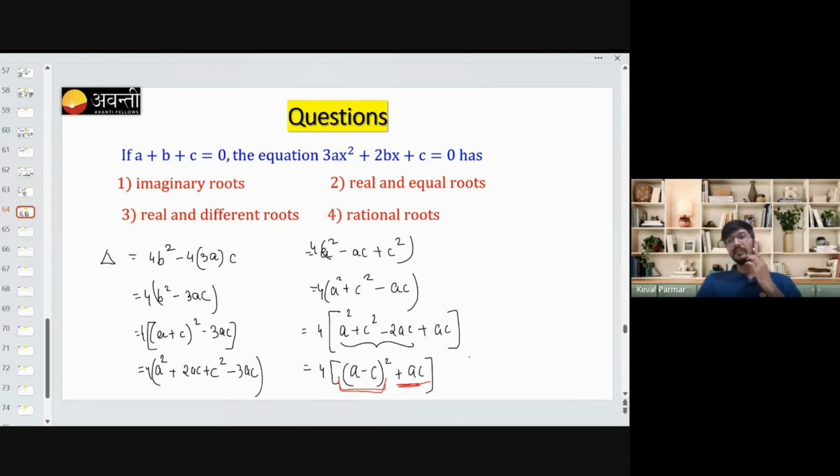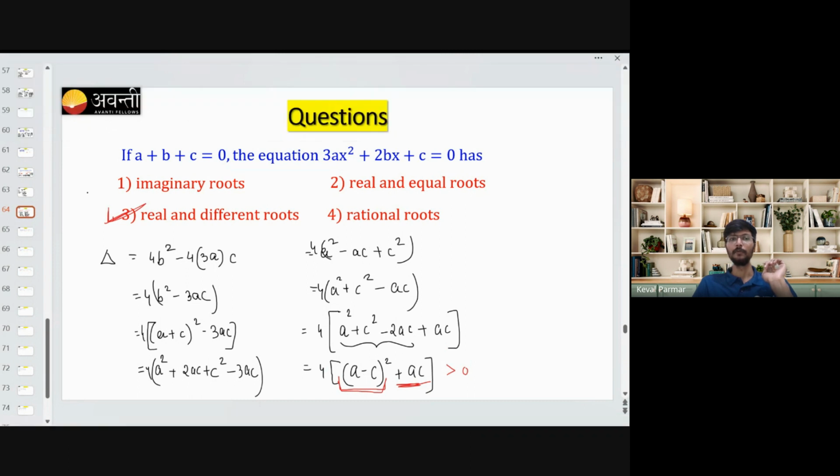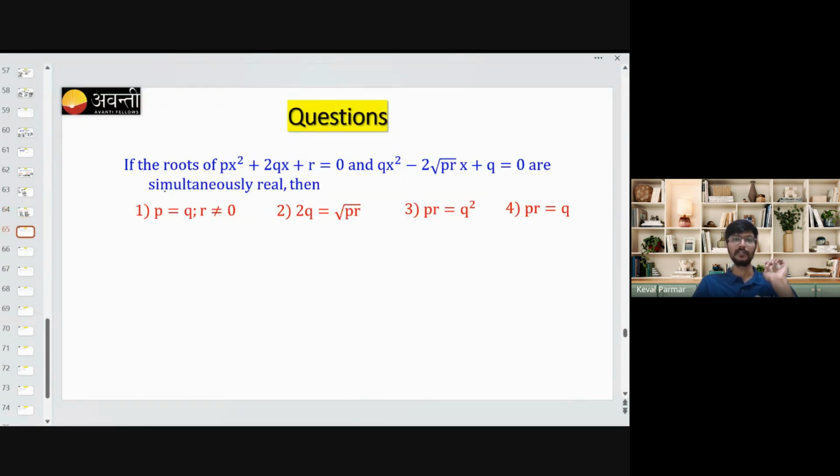So if something is getting added to a square quantity, then it is obviously positive. That means it is greater than 0. It will not be equal to 0. That means option number 3. It has real and different roots. I hope it is clear. Let's move to the next question.